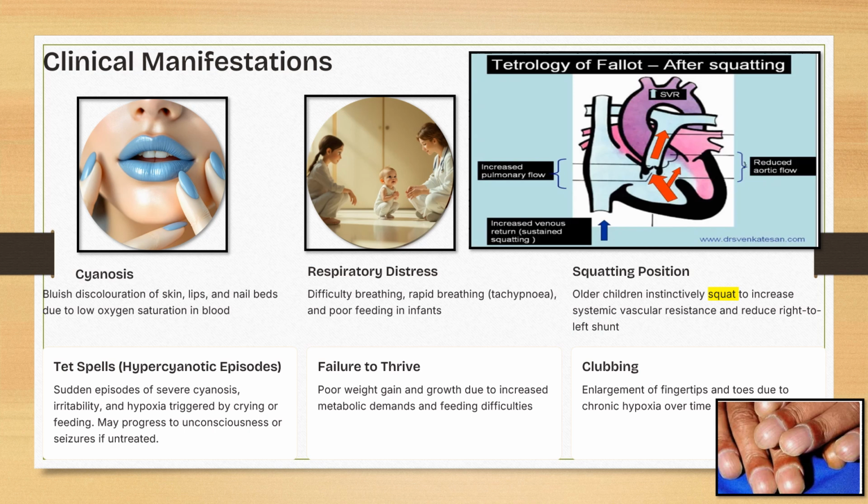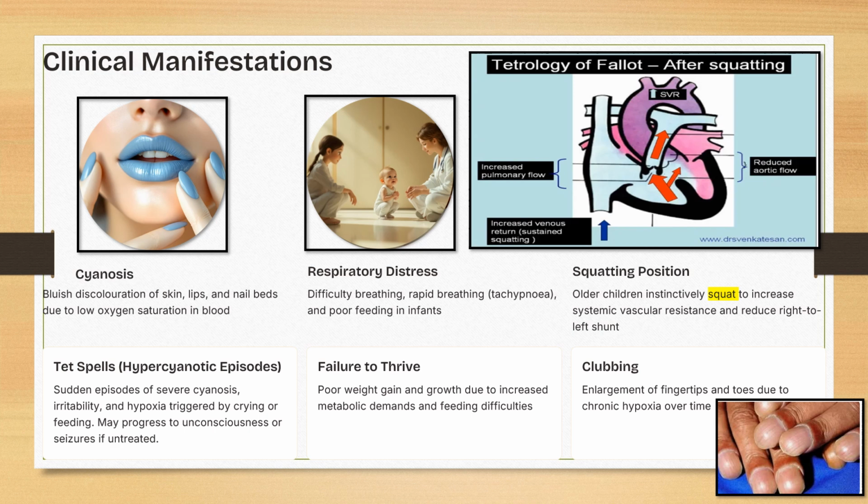Then a very important third sign is the squatting position. Often the child sits in a squatting position. Look at this picture, the baby sits like this. It is like a compensatory mechanism. See, because of this problem, what is happening? Deoxygenated blood is moving all over the body. So something the heart has to do, then only the life will be saved, right?